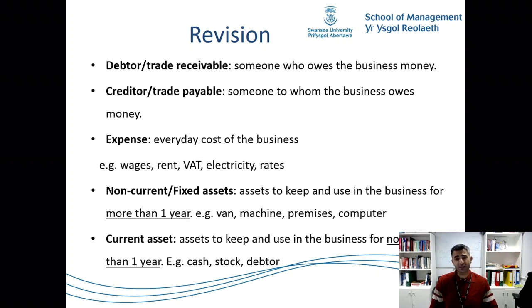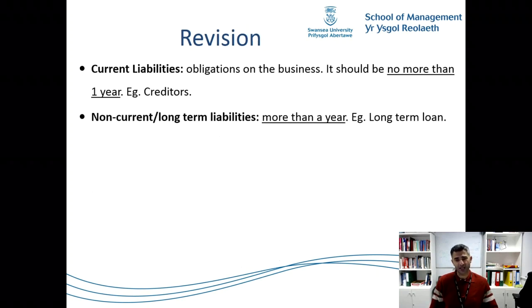So the second part is the liabilities. Liabilities, obligations on the business, yeah? So again, it divides into two parts, the current liabilities and the non-current liabilities. The current liabilities, obligation on the business within 1 year. Such as a trade payable, which is a creditors. Another example of it, bank overdraft. Yeah, bank overdraft. So when you're, have you ever seen your bank balance as minus? So that's called bank overdraft.